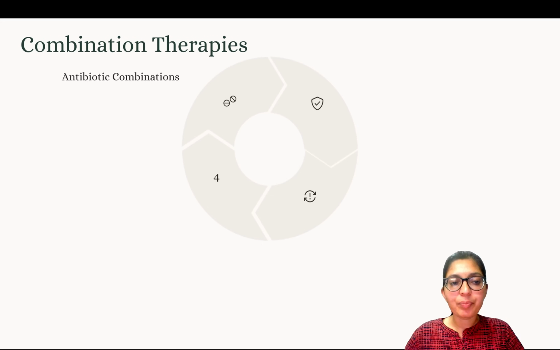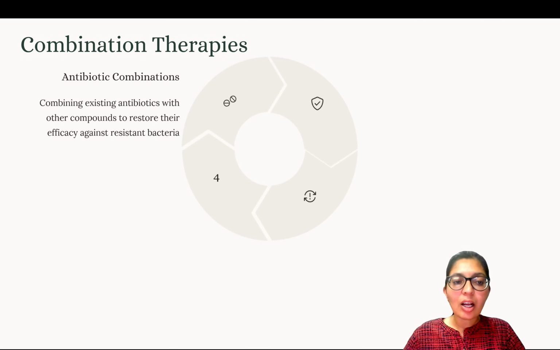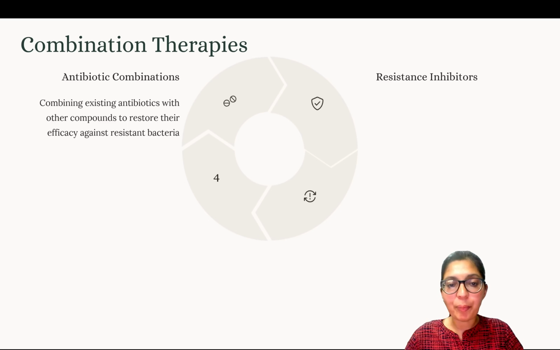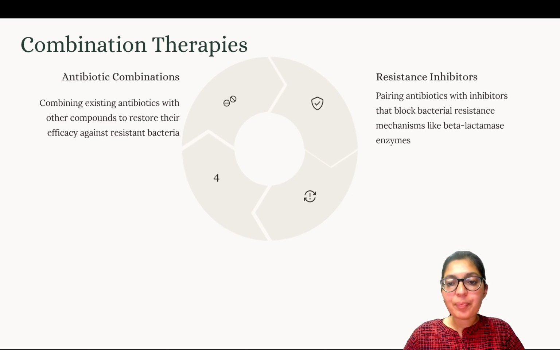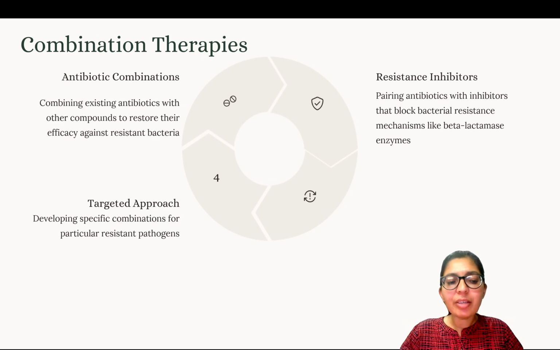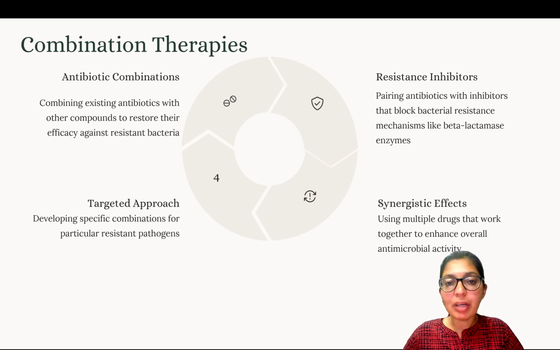Combination therapies. Antibiotic combinations: combining existing antibiotics with other compounds to restore their efficacy against resistant bacteria. Resistance inhibitors: pairing antibiotics with inhibitors that block bacterial resistance mechanisms like beta-lactamase enzymes. Targeted approach: it can be attained by developing specific combinations for particular resistant pathogens. Synergistic effects: using multiple drugs that work together to enhance overall antimicrobial activity. All these can be used.